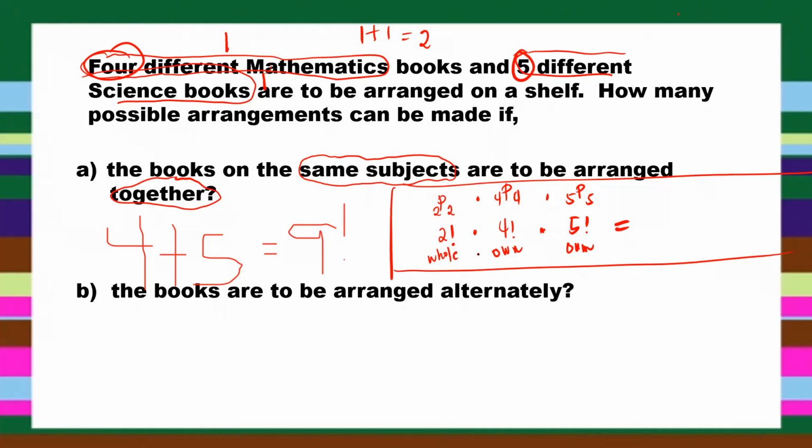What is the answer here? 2 factorial times 4 factorial times 5 factorial. Is there a question here? Why is the solution like this? PONCE?